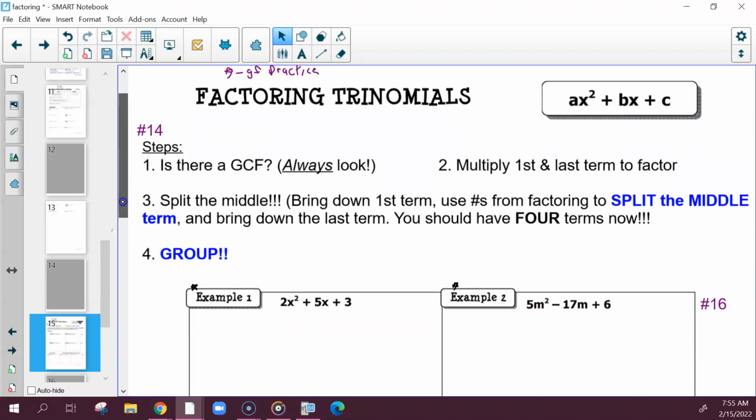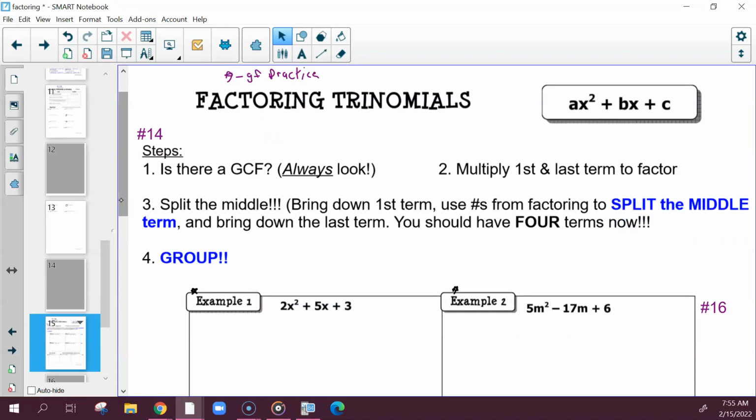So just like the last set of trinomials we were working with, there are rules that we need to follow. With these rules, it'll still be in this format, ax squared plus bx plus c, but the number in front of x squared will no longer be 1. It will be something else. Negative, positive, doesn't matter.